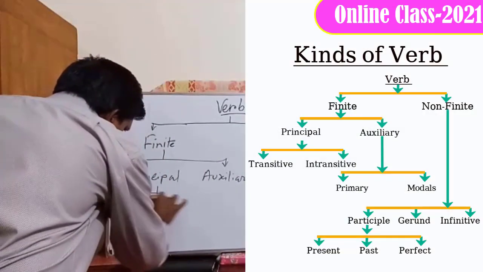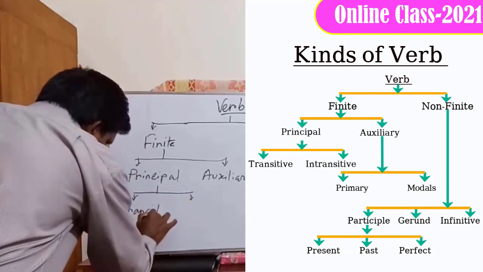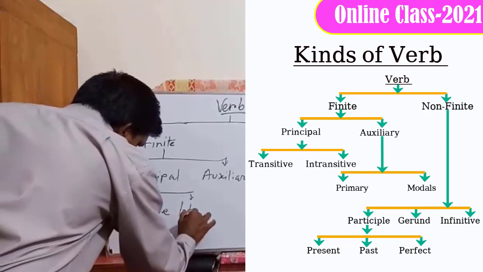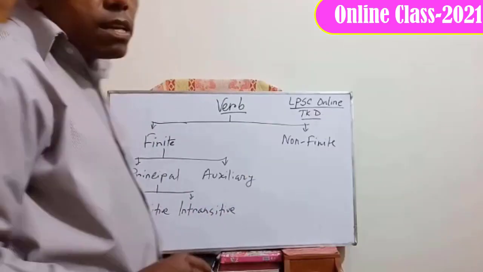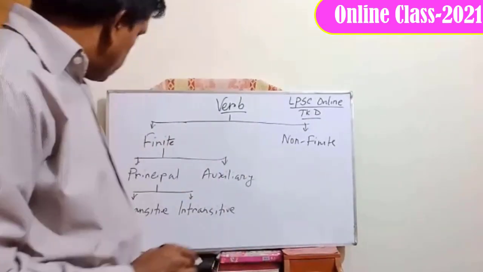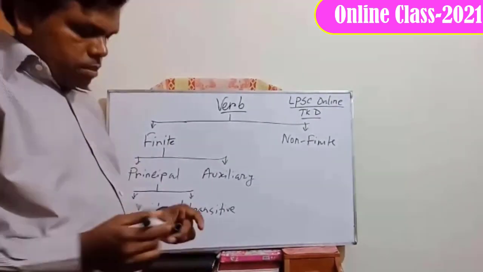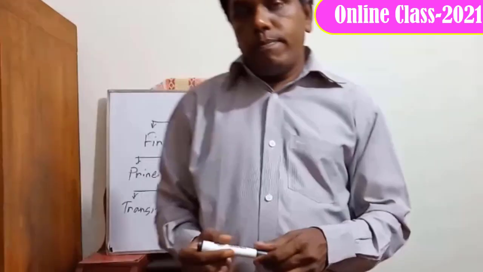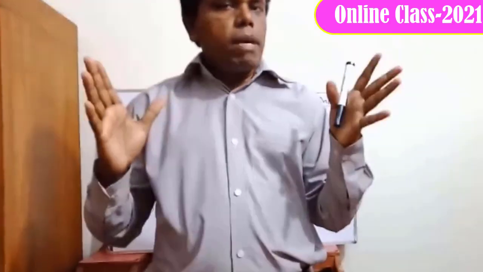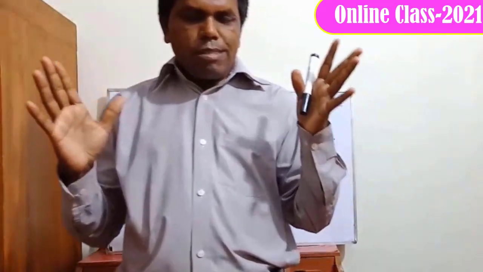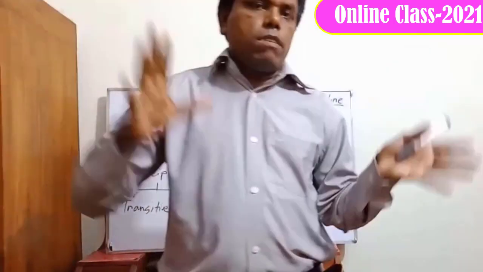Principal verb. It has 2 branches also: transitive and intransitive. Principal verb has two branches, transitive and intransitive. So what is a principal verb actually? A principal verb is a verb which has its own meaning, and it can complete a sentence without taking help from other verbs.